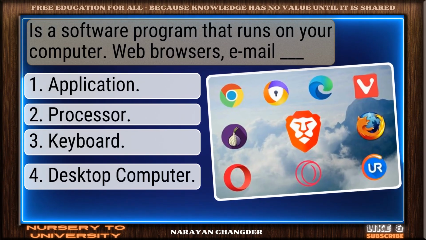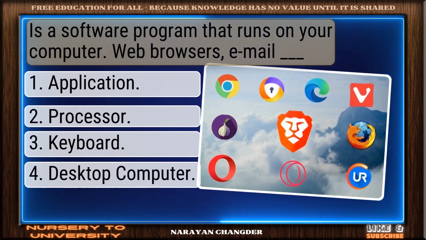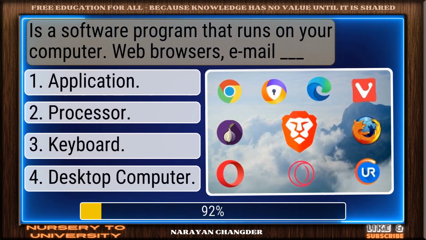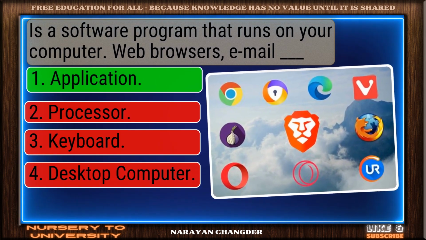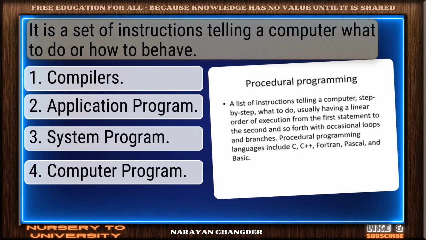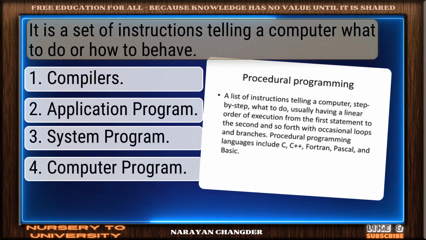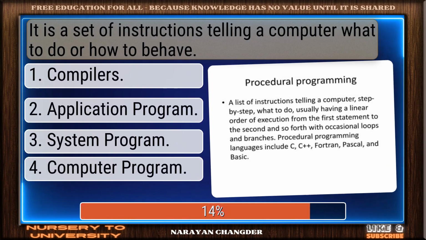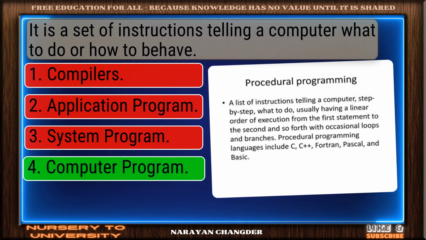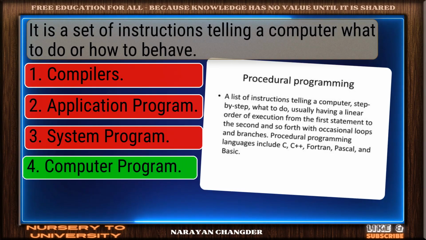Is a software program that runs on your computer, web browsers, email dash. Perfect. Application is the one. It is a set of instructions telling a computer what to do or how to behave. Great job. Computer program is accurate.